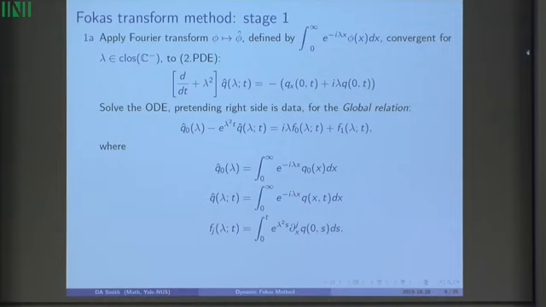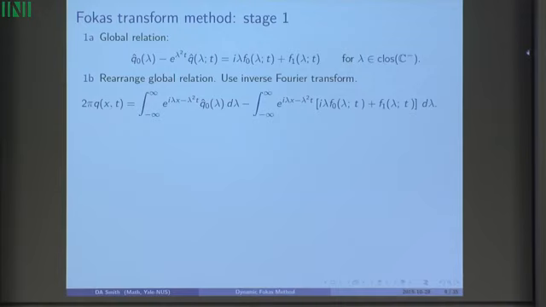These look like some kind of time transform of the boundary values. They came from integrating the data, but they look like time transforms of the boundary values, so I'm going to call them that from now on. Right, so that equation is our global relation. It's valid for all lambda in the lower half plane.